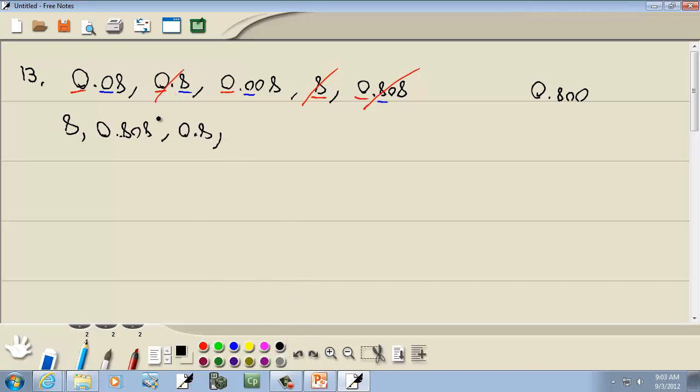Okay, so then we got these two numbers left. If I go to the next digit, here's an 8 and here's a 0. Well, obviously 8's larger. So we got 0.08 and then our last one, which is 0.008. And that's going from largest down to smallest.